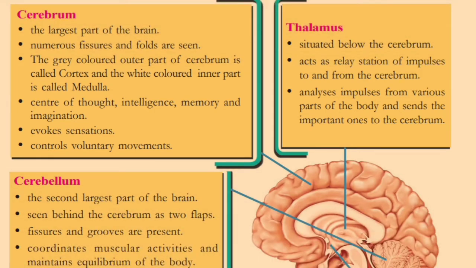Then the outer part of the cerebrum is known as cortex. Then the inner part is known as medulla. The cortex is grey colored and the inner part medulla is white colored. Cerebrum is the center of thought, intelligence, memory and imagination. Where is the center of thought, intelligence, memory and imagination? That is known as cerebrum. What is the function of cerebrum? Evokes sensations and controls voluntary movements.